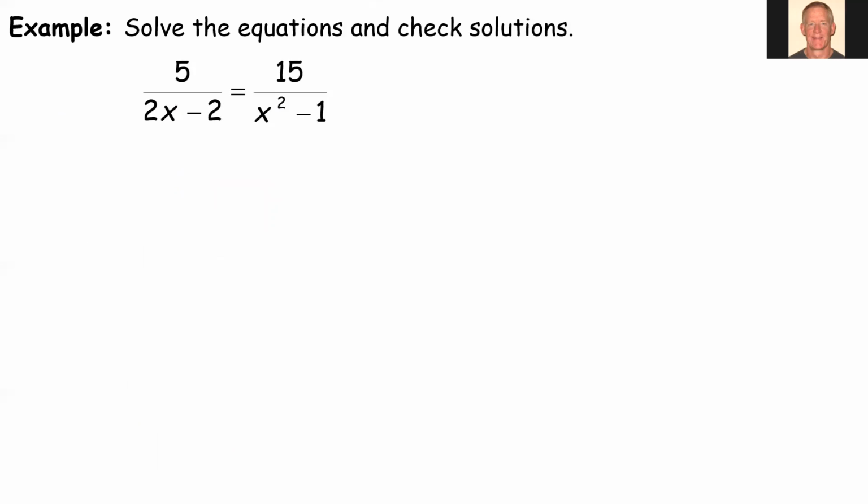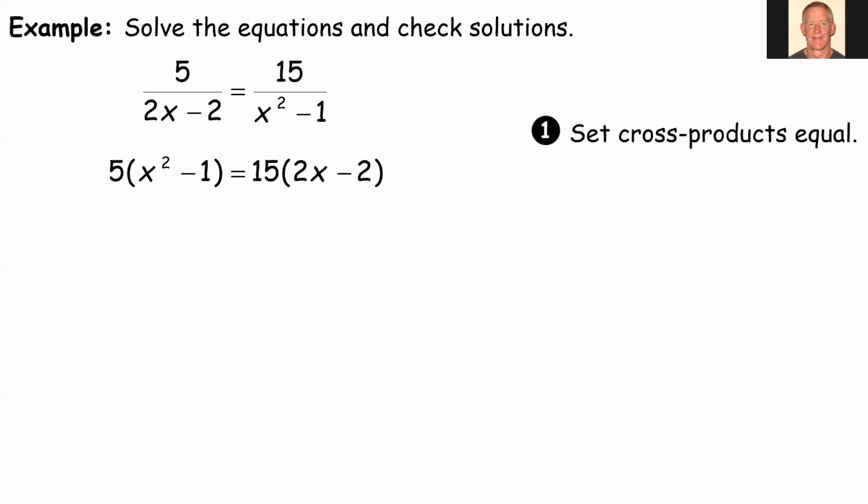All right, let's do one that's going to be a little more interesting here. Notice we have an x squared term, and probably the easiest method in this case is going to be by using the cross product, because it's going to be hard to find the LCM of those other expressions. So 5 times x squared minus 1 on one side, 15 times 2x minus 2 on the other. We just cross multiplied. Now let's distribute.